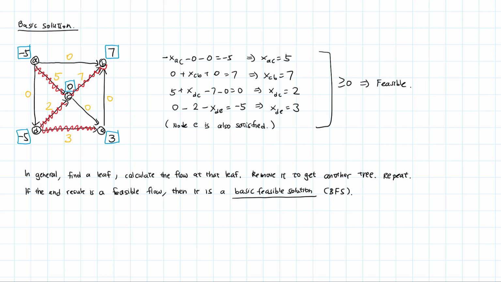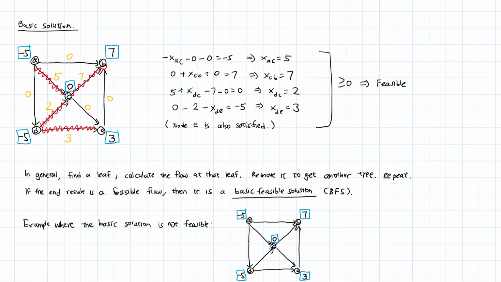Now, is it possible that a basic solution is not feasible? And the answer is yes. So let's consider this tree. It'll be a good exercise for you to come up with a basic solution corresponding to this spanning tree. If we do this according to our method, we see that it will give us a negative flow on the arc AD, so it is not a feasible solution.